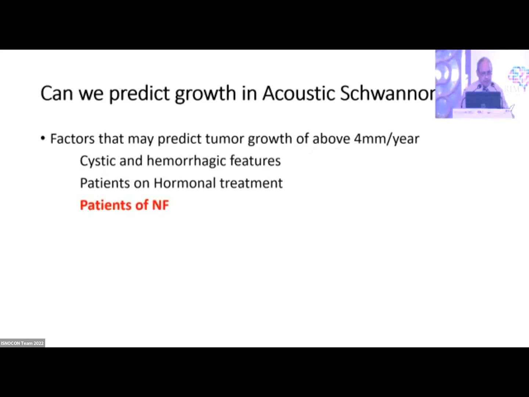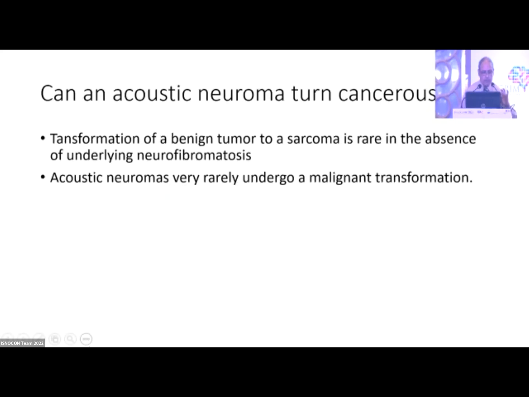So can we predict the growth in certain tumors? Yes, if there are cystic or hemorrhagic features, you better keep a watch. If the patients are on hormones, better keep a watch, and they can grow at the rate of 4 millimeters per year. And I'm not talking of NF. NF and acoustic lesions are different categories, so you have to deal with them in a different way.